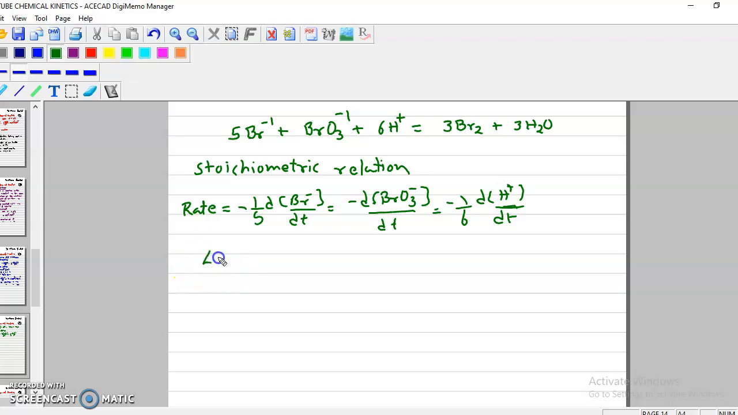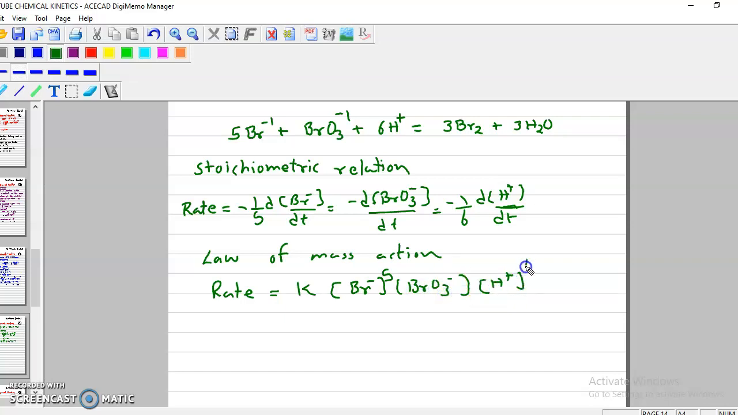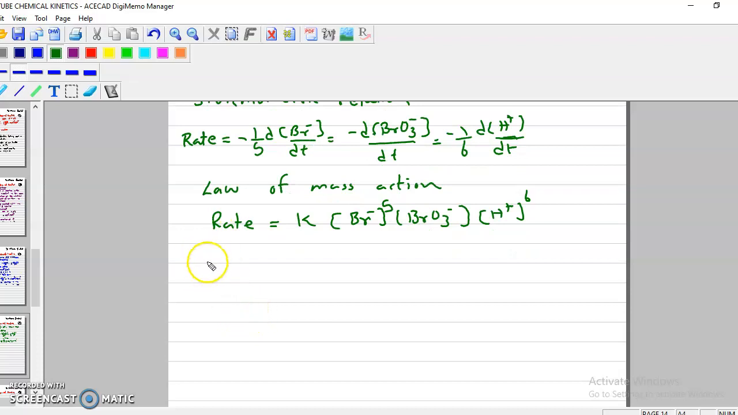Now the law of mass action. For that we write rate is equal to K into [Br minus] raised to 5, [BrO3 minus] and [H plus] raised to 6. So this is according to the law of mass action. Now what is the molecularity of this reaction? That is the total number of moles of reactants only. So 5 moles of Br minus plus 1 of BrO3 minus plus 6 of H plus, that is equal to 12. So the molecularity of this reaction is 12.